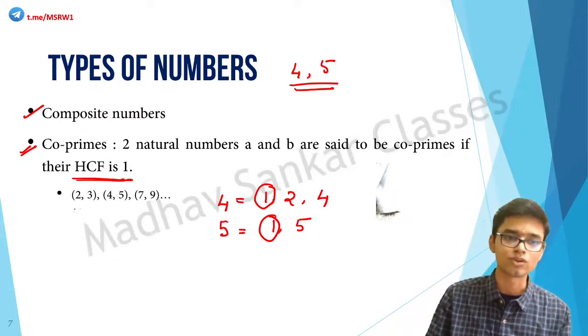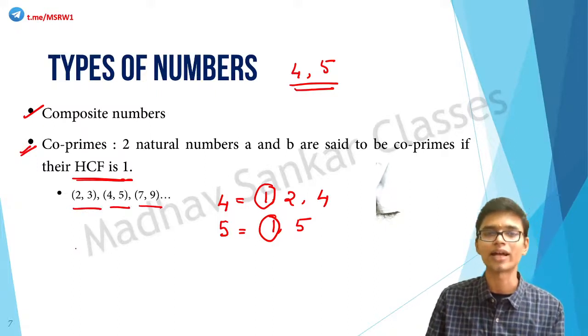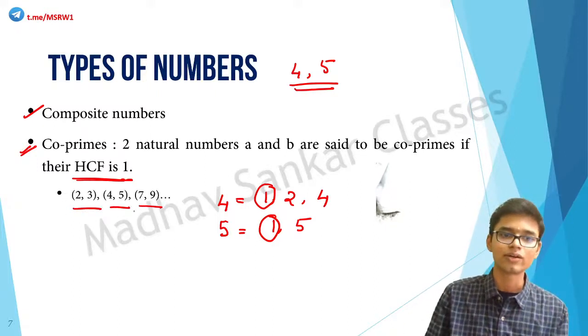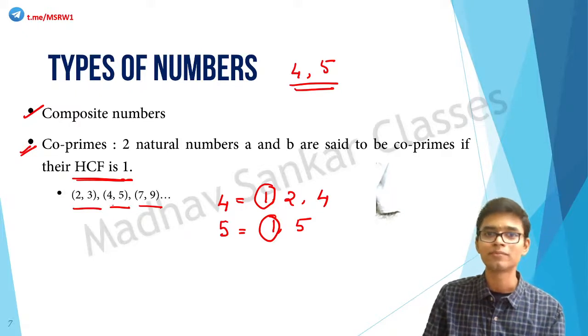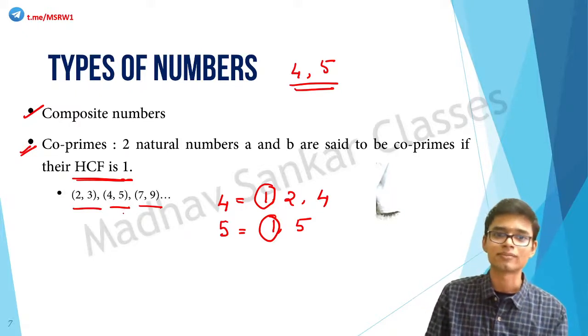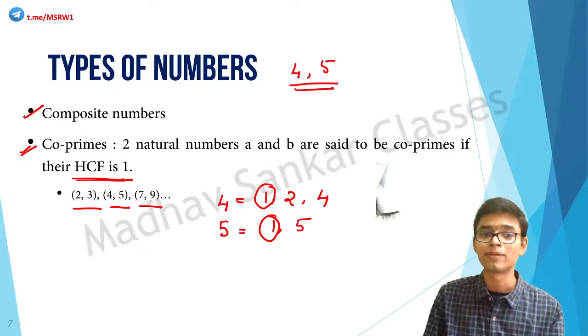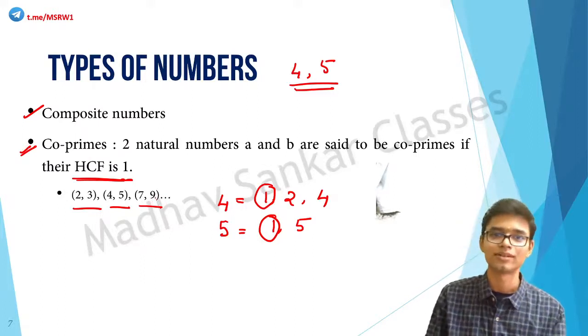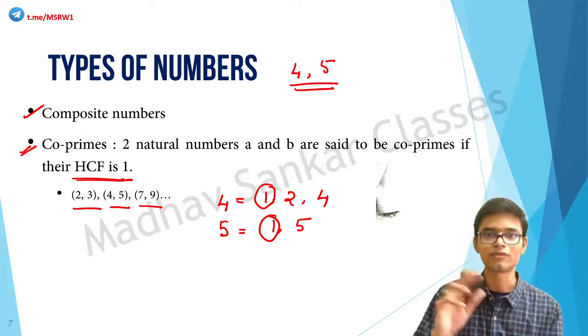The examples include 2 and 3, 4 and 5, 7 and 9. Very, very important. Look here: 4 is not a prime number, but 4 and 5 are coprimes. Similarly, 9 is not a prime number, but 7 and 9 are coprimes. Clear? Don't confuse it. Very, very important.